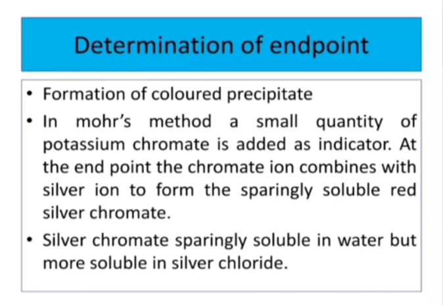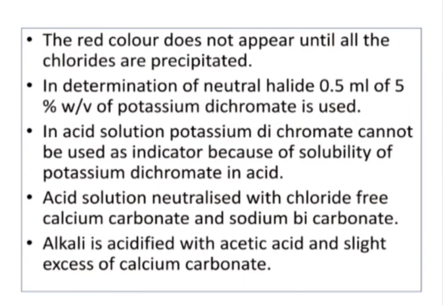Determination of end point: formation of colored precipitate. In Mohr's method, at the end point a small quantity of chromate ions combines with the silver ion to form sparingly soluble silver chromate. Silver chromate is sparingly soluble in water but more soluble than silver chloride. The red color does not appear until the chlorides are precipitated.